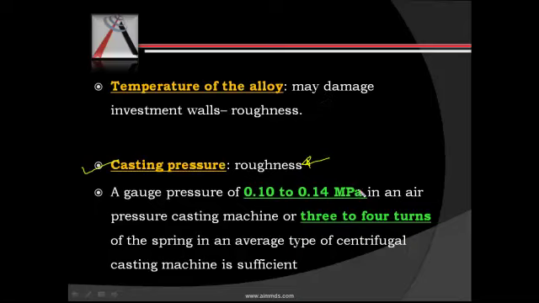So the pressure that is advisable is 0.1 to 0.14 MPa in an air pressure casting machine, or it could be 3 to 4 turns of a spring in an average type of a centrifugal casting machine. So if we are using a centrifugal casting machine, 3 to 4 turns of the spring is advisable, or if we are using the air pressure casting machine, 0.1 to 0.14 MPa is the advisable gauge pressure.